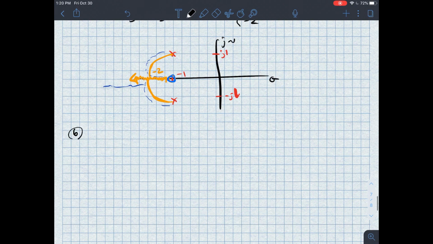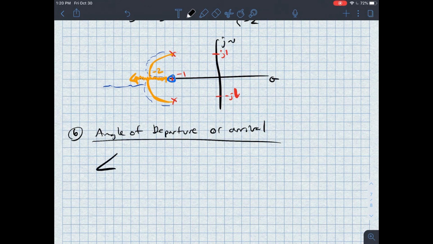Rule number 6 is about the angle of departure or arrival for a pole or zero. I'm going to give you the rule, but I'm going to point out that it's really unlikely that you'll do this by hand. Basically, the angle of n of s over d of s is equal to 180 degrees, and it's equal to the angle of n of s minus the angle of d of s. That's basically what we'll do for now. We're not going to mess with that. I wouldn't expect you to do this by hand.